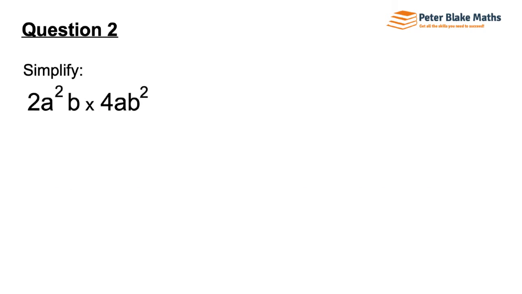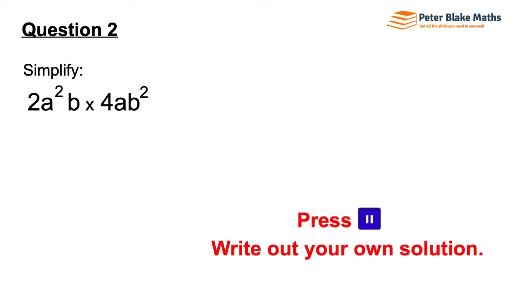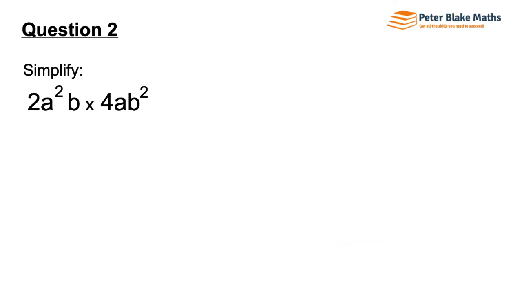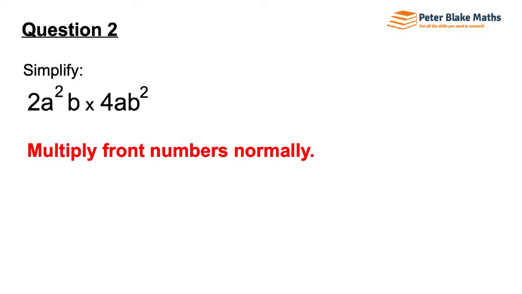Question 2. Simplify 2a squared b times 4ab squared. We multiply the front numbers normally. 2 times 4 is 8. And then we add the indices. So we have a squared times a. Now that single a can be considered to have a power of 1. So we'll be adding the indice of 2 for the a squared and the indice of 1 for the a.